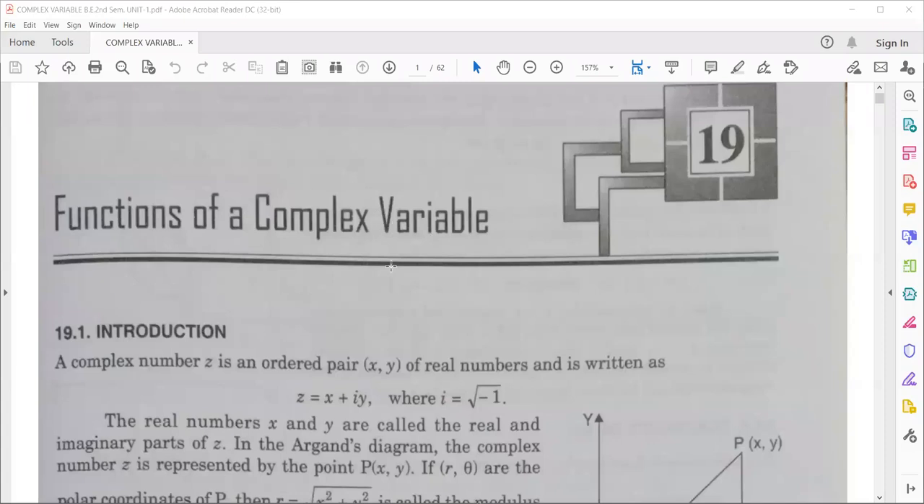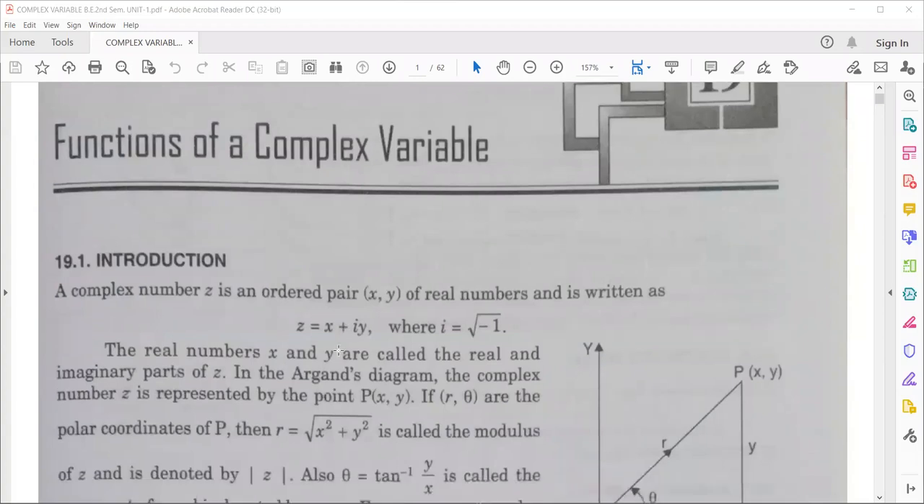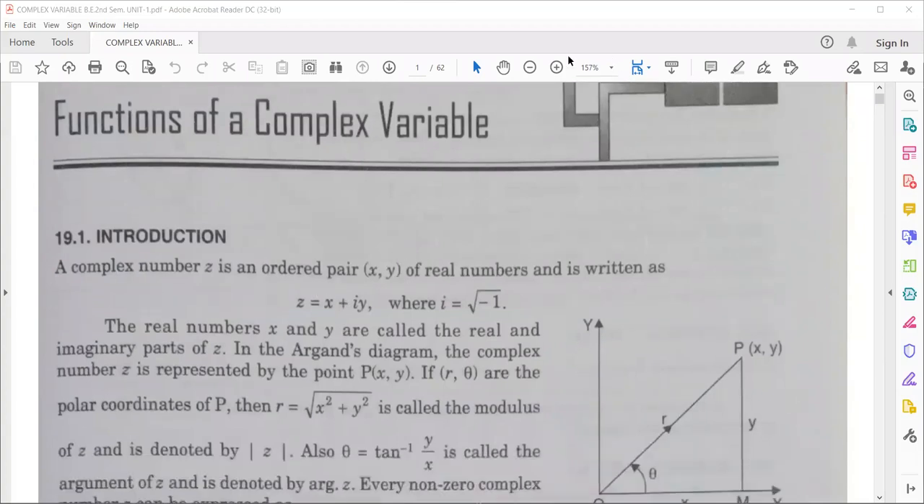So in the last class we discussed the complex number and its form, which I have already discussed. The complex number is always of the form Z equals x plus iy, where x is called the real part of the complex number, and y is called the imaginary part of the complex number. Both x and y are real variables.